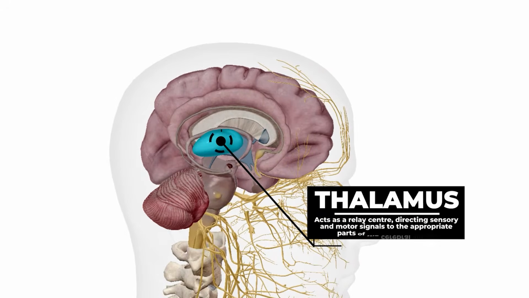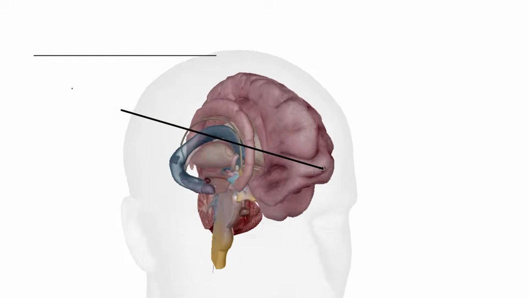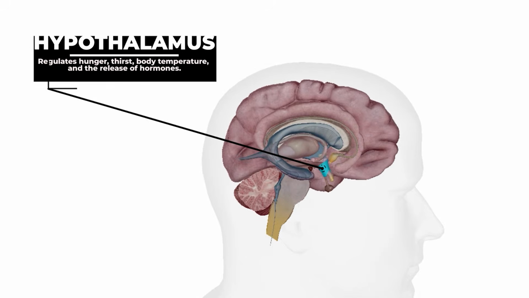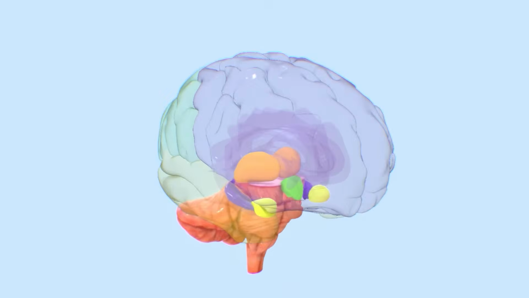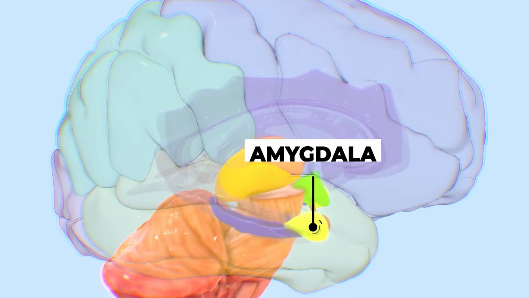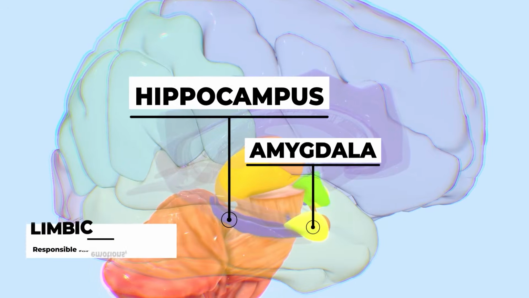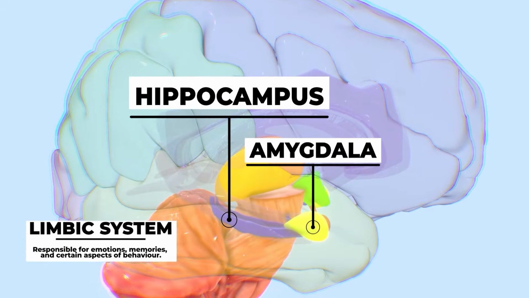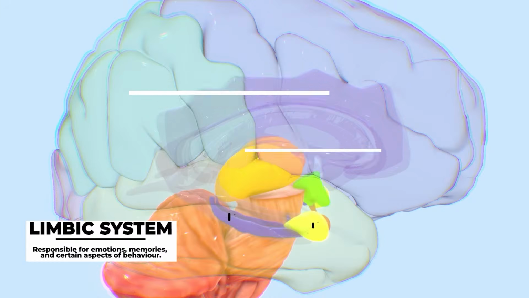Thalamus: acts as a relay center, directing sensory and motor signals to the appropriate parts of the cerebral cortex. Hypothalamus: regulates hunger, thirst, body temperature, and the release of hormones. Limbic system: contains structures like the amygdala and hippocampus and is responsible for emotions, memories, and certain aspects of behavior.